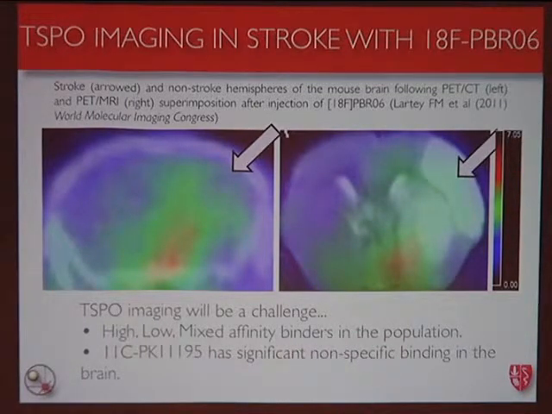There are some problems with that, which I was going to go into. The TSPO imaging is a little bit challenging. We're finding, as you of course know, that there are patients with high, low, and mixed affinity binders for the TSPO. And I guess PK11195 is having a bit of a problem because it has trouble getting out of the brain once it goes in. So there's a lot of nonspecific binding and therefore a low signal to background ratio. So still, work in progress, but we're going to try to apply that to pain models.